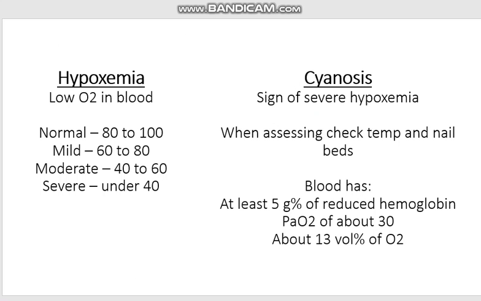Hypoxemia is low O2 in the blood, and normal value is 80 to 100. Mild hypoxemia has a value of 60 to 80. Moderate hypoxemia has a value of 40 to 60. And severe hypoxemia has a value of under 40. Cyanosis is a sign of severe hypoxemia. When assessing, you should check their temperature and their nail beds. Cyanotic patients' blood has at least 5 grams % of reduced hemoglobin, a PaO2 of about 30, and about 13 volume% of O2.